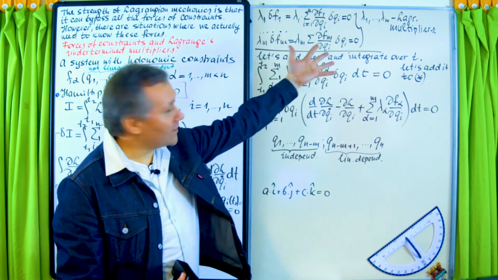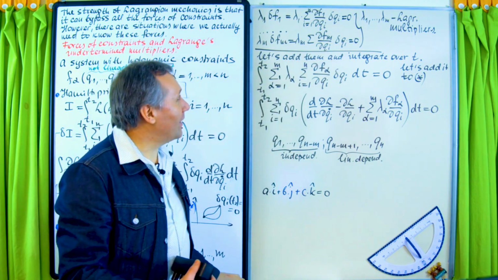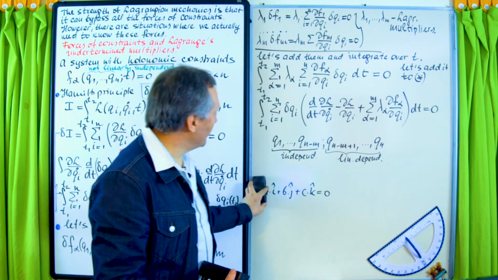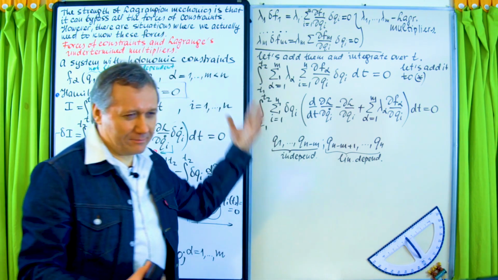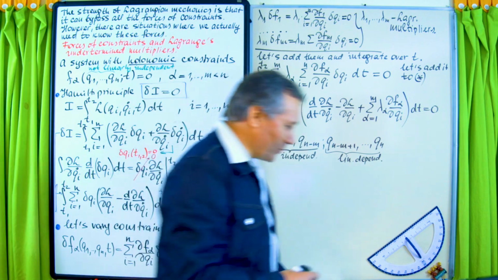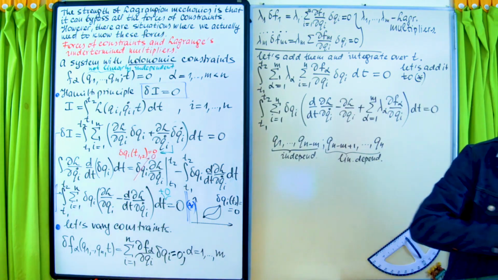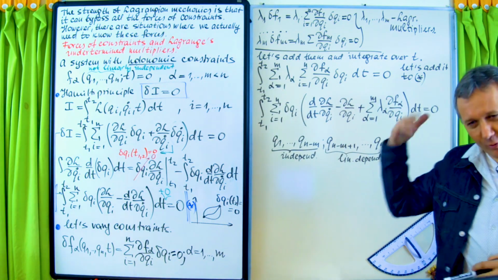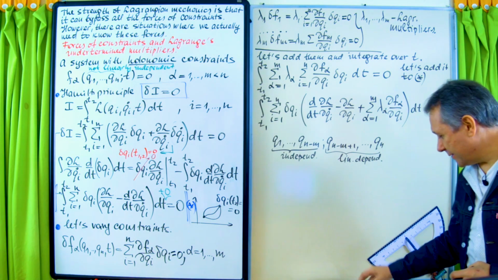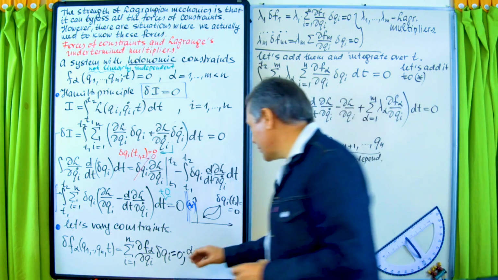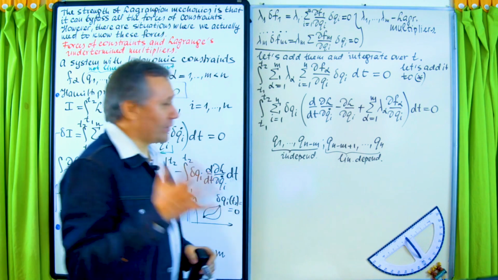And that's why we introduced those Lagrange multipliers, to get rid of these factors. Why? Of course, I will tell later, because they will help us to find forces of constraints.